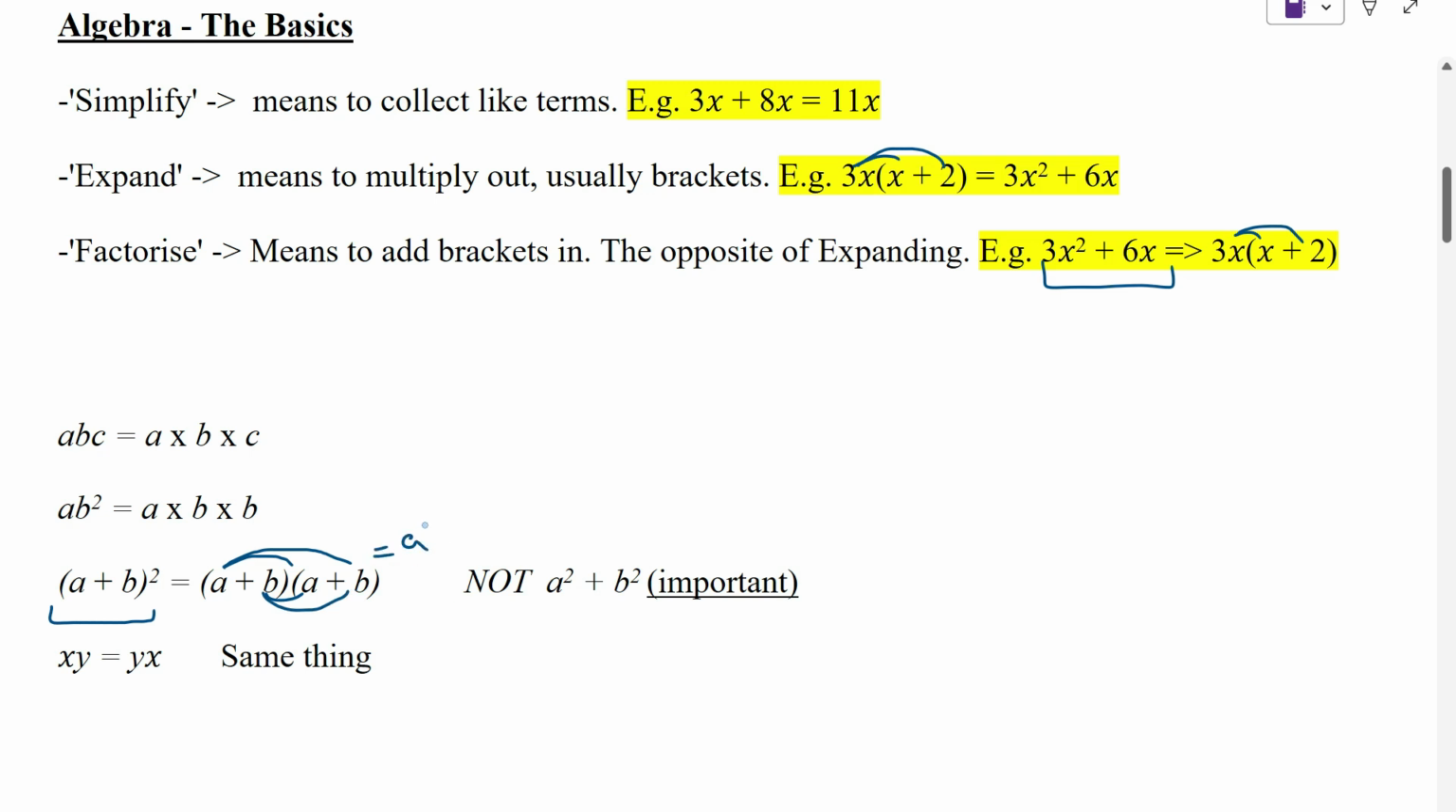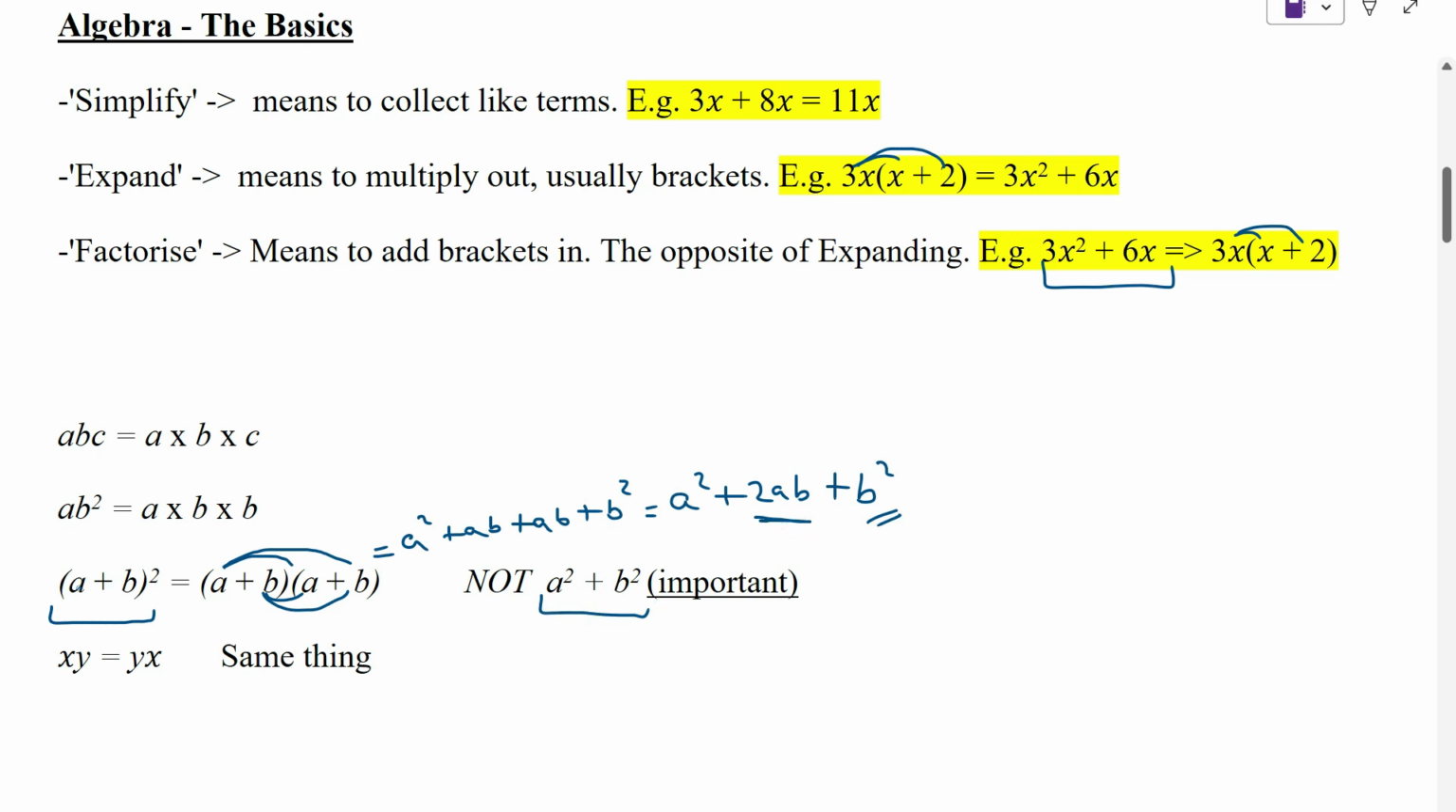that would give us a squared plus ab plus ab plus b squared, which is a squared plus 2ab plus b squared. Now that is very different to if we had just squared a and squared b, which would have given us a squared plus b squared. We would have missed out this middle bit here.